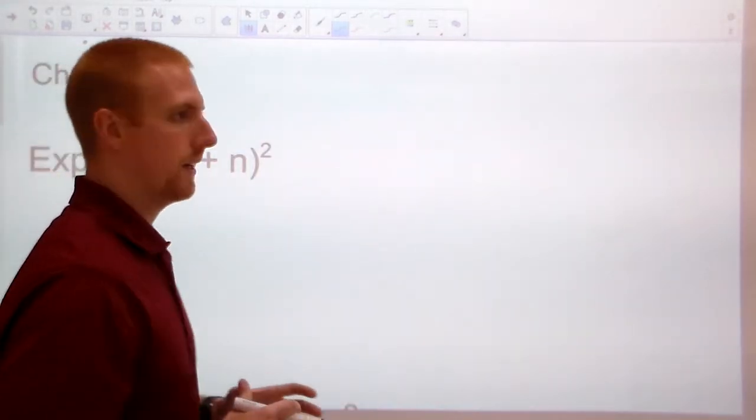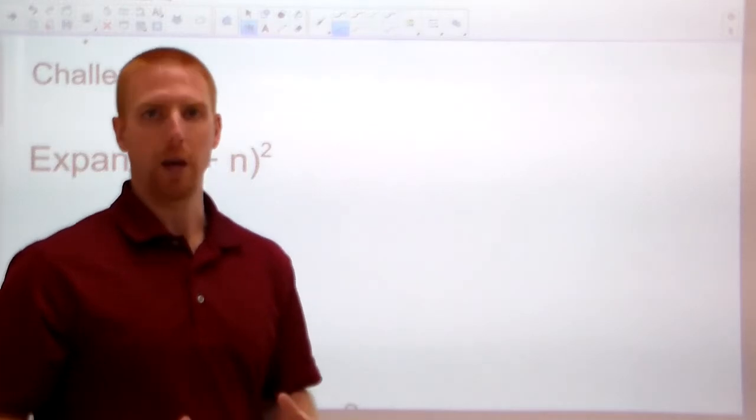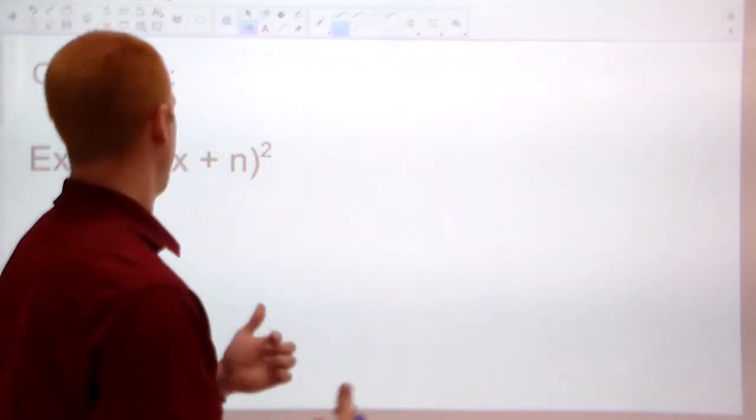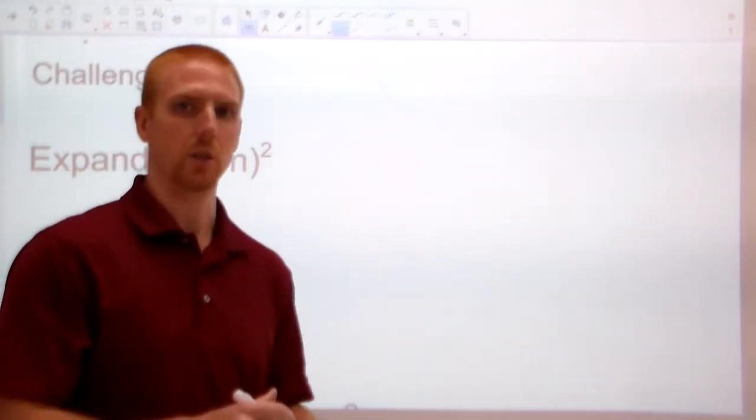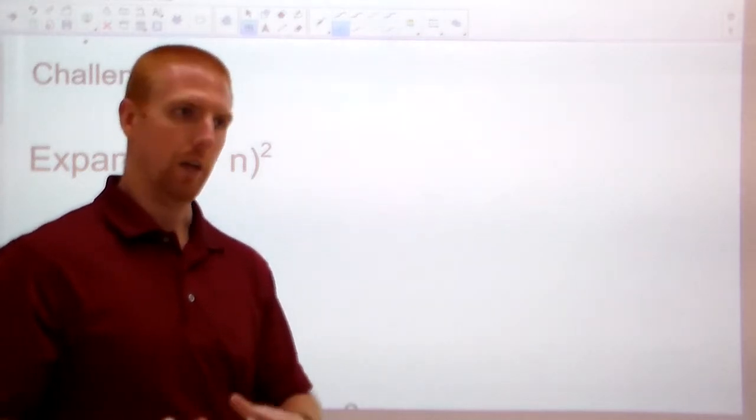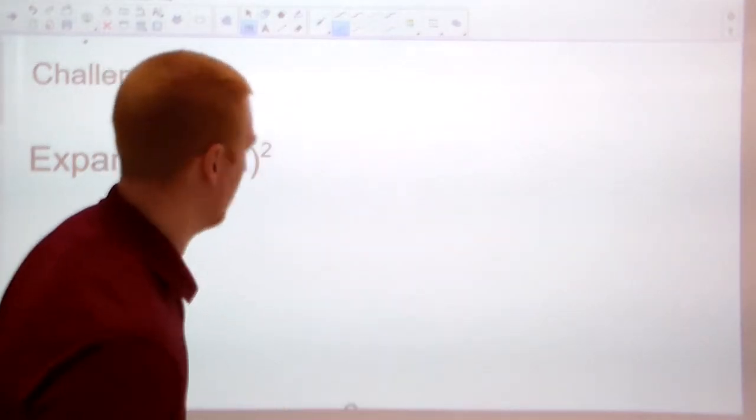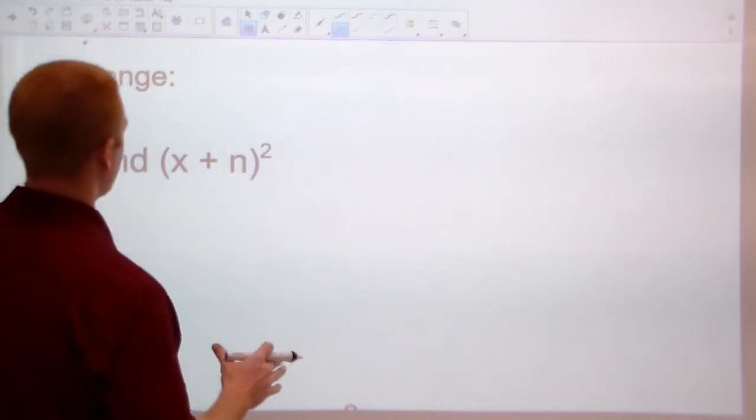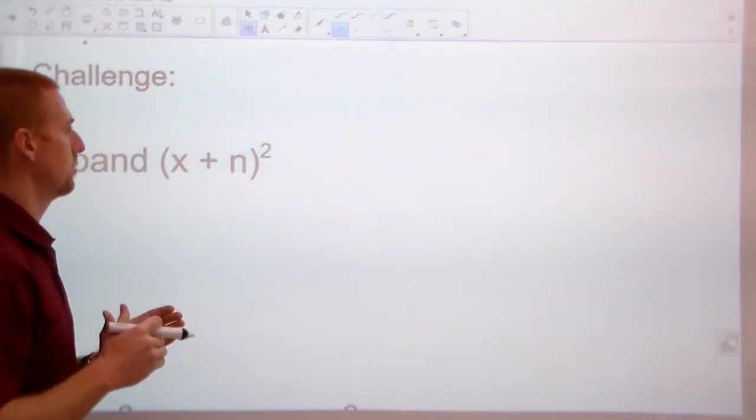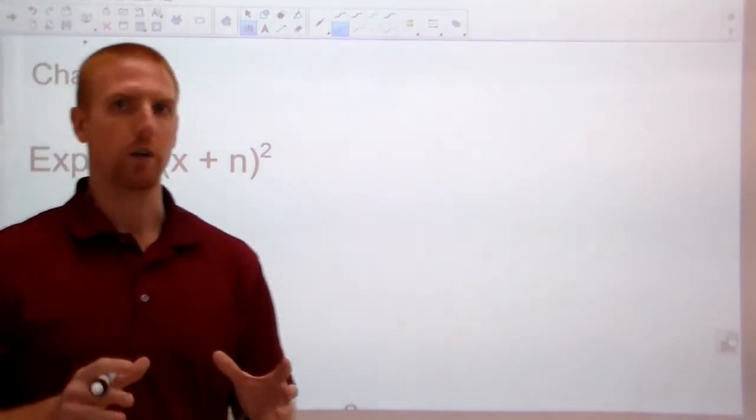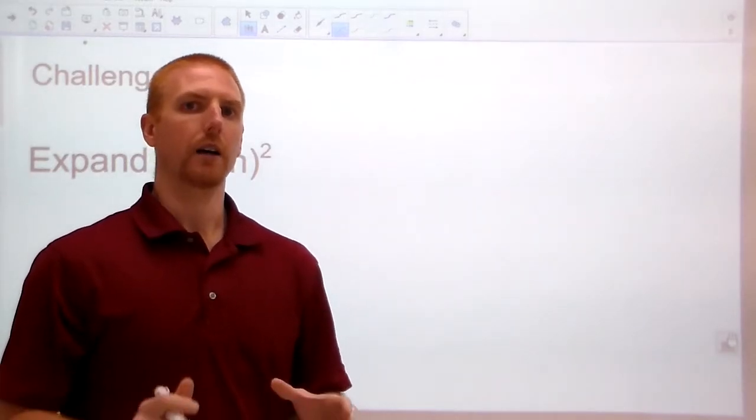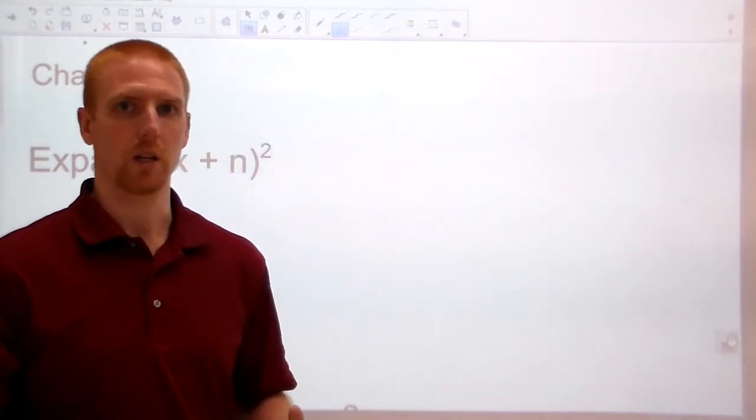If you're not writing down notes, get some scrap paper and do this step by step with me. I'm going to give you a little task to do. I'll tell you when to pause and when to check out what I'm doing here. First thing is to expand (x + n) squared. The whole point of this, I'm going to show you why. We're going to prove why completing the square works like it does.